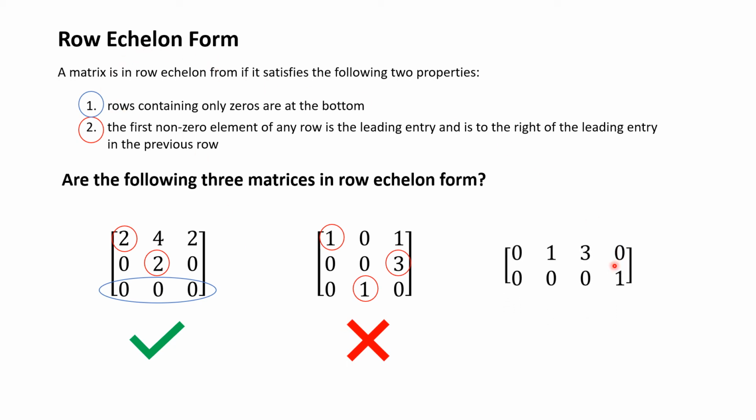Let's look at one last example. The leading entries here, 1 and 1 here, this leading entry is to the right of the leading entry in the previous row, therefore this matrix is in row echelon form.